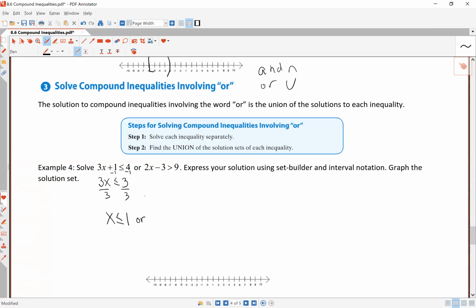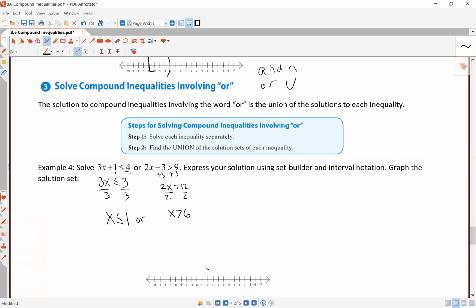Or 2x minus 3 is greater than 9. We add 3 to both sides. And it says that 2x is greater than 12. Dividing both sides by 2 gives us x is greater than 6. So either x is less than or equal to 1, or x is greater than 6.